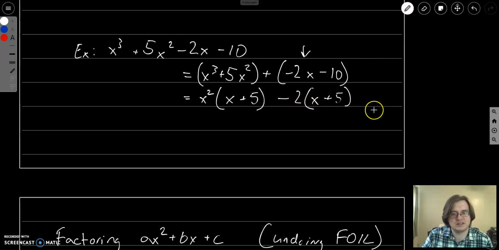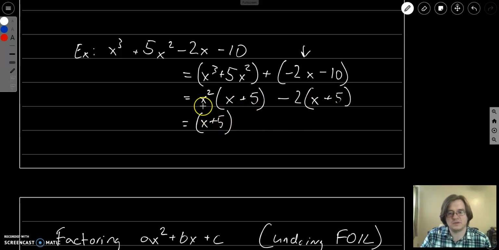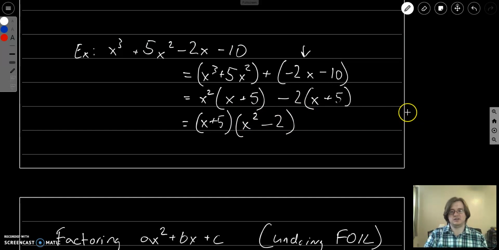2 times this. And then finally, I have an x plus 5 and an x plus 5, so I'll pull that out. What I'm left with in the first term is an x squared, and what I'm left with in the second term is going to be minus 2. So ultimately, I have x plus 5 times x squared minus 2, and that may be easier to work with than the fully expanded form at the top.